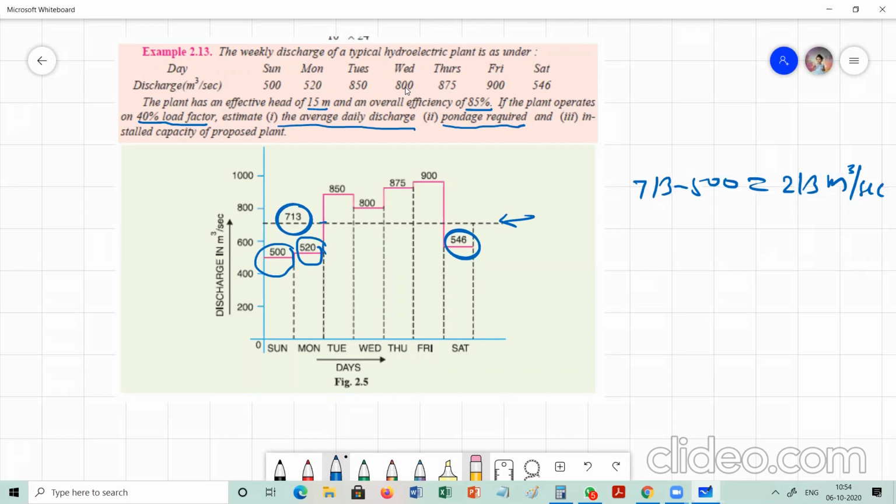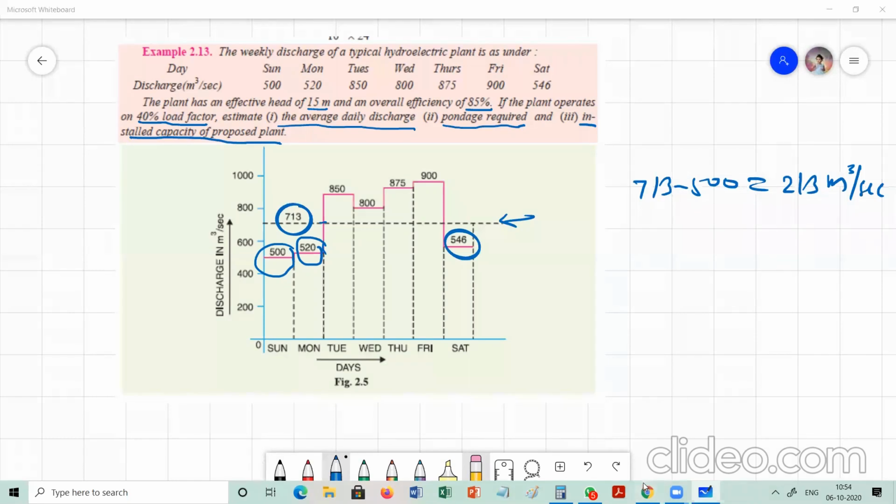Third, they have asked for the installed capacity of the proposed plant. Installed capacity of the proposed plant means the maximum power capacity of that plant. Okay, maximum demand, we can say.